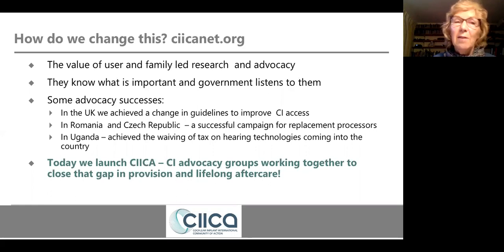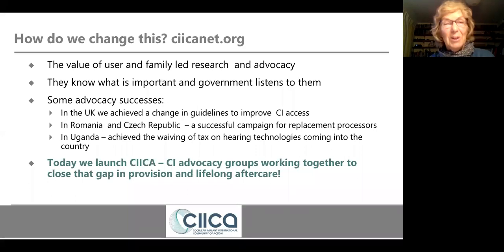In the UK, we achieved a change in the guidelines to improve access to cochlear implantation, working with professionals, working with industry, in partnership with the users and the families having an equal seat at the table. In Romania and the Czech Republic, there's been a successful campaign for replacement processors. In Uganda, Eddie's achieved the waiving of tax on hearing technologies coming into the country.